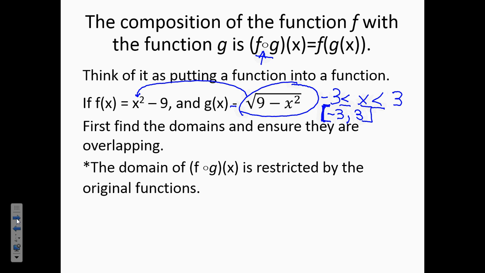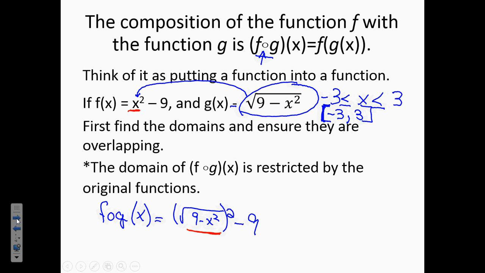So we're going to take everything in g and put it into any x's that we see in f. So when we do that, f composed with g will be, sorry, x is being squared, right? So this is going to be the square root of 9 minus x squared, minus 9, where this is this. And all we've done is plug the square root of 9 minus x squared into that spot.